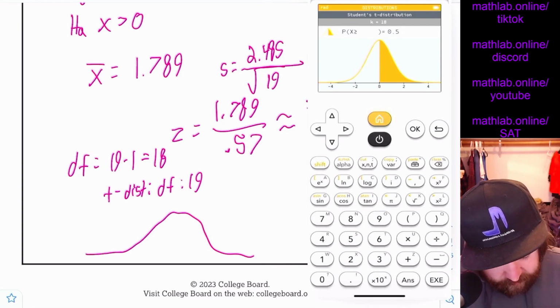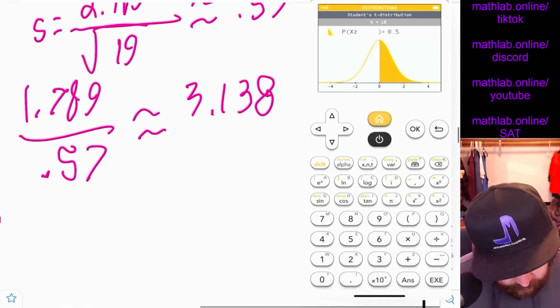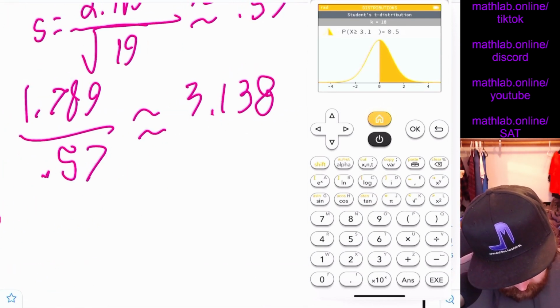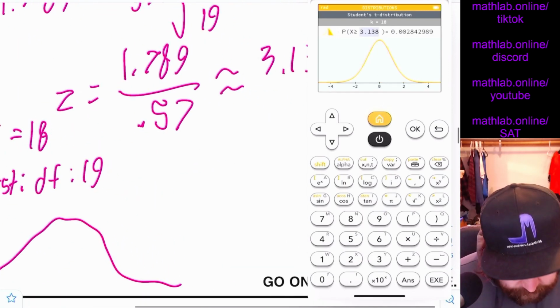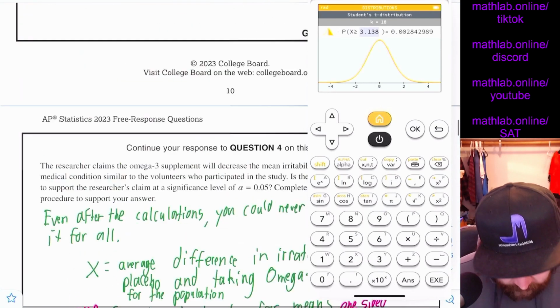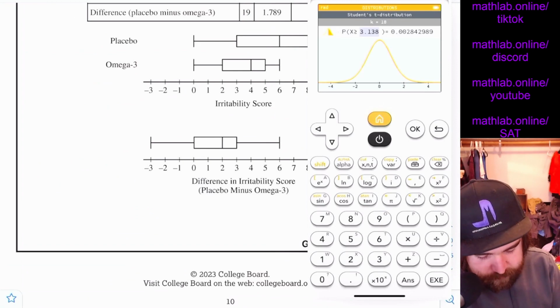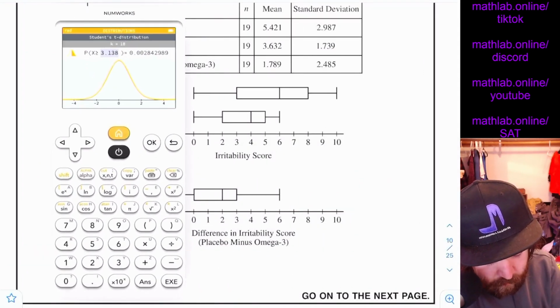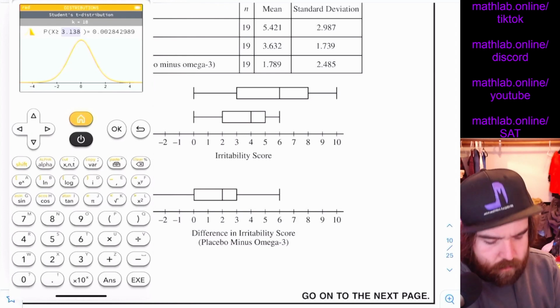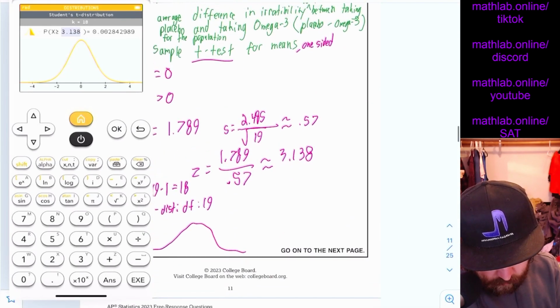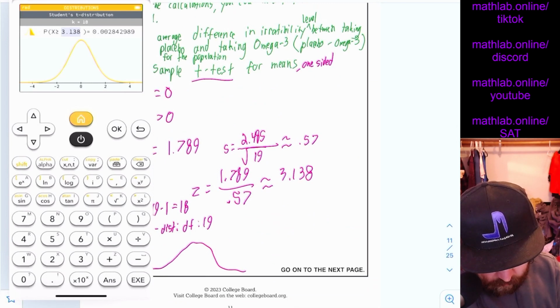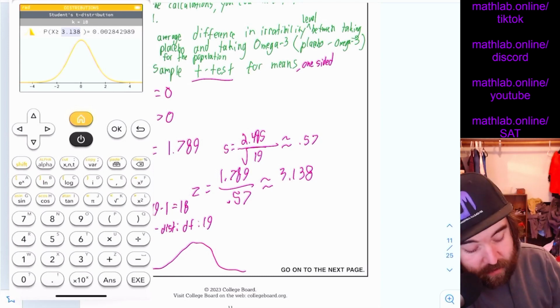of 1.789? Oh, wait, do I just need to use the z-score here? Do they not let me change all the other stuff? I guess not. Of 3.138? That's very small. 0.002. It doesn't seem like that should be the case, though, does it? That is a massive standard deviation. I didn't make some wrong calculations, did I? What's the square root of 19? It's about 4? Yeah, it's about 4.